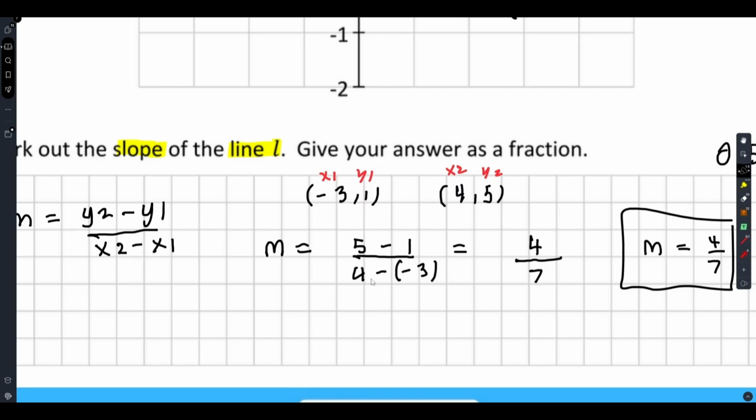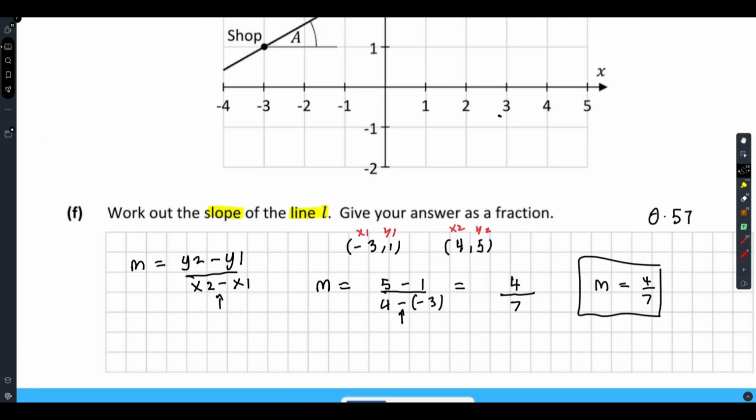So we did y2 is 5, minus y1, y1 is 1, so 5 minus 1 on top. And then on bottom, x2 is 4, minus x1, and x1 is -3. So there is a minus in the formula, and we have to be careful about this. There is a minus in the formula, but then x1 itself is -3. So we're doing 4 minus -3, so it becomes 4 plus 3. So that's how we get 7 in the bottom. And then 5 minus 1 on top becomes 4 over 7. So that is how we get the slope of the line.